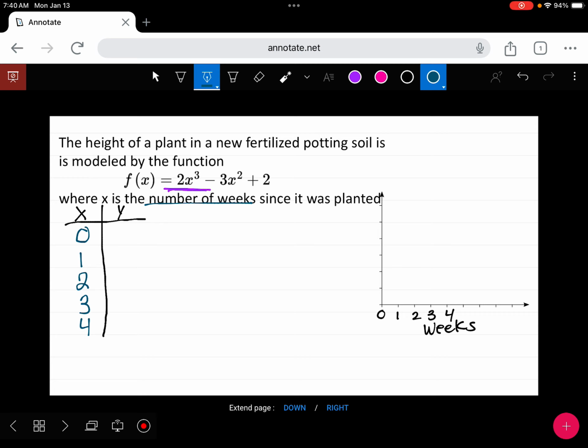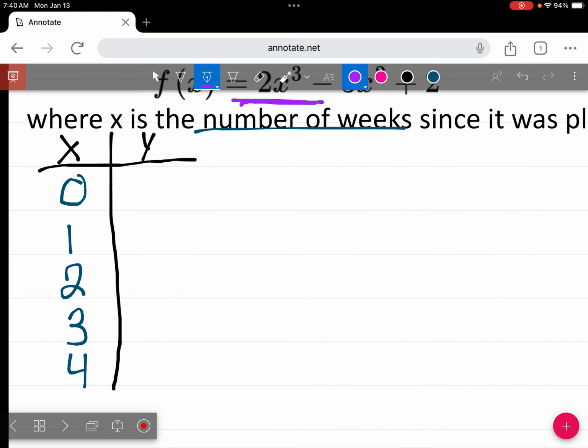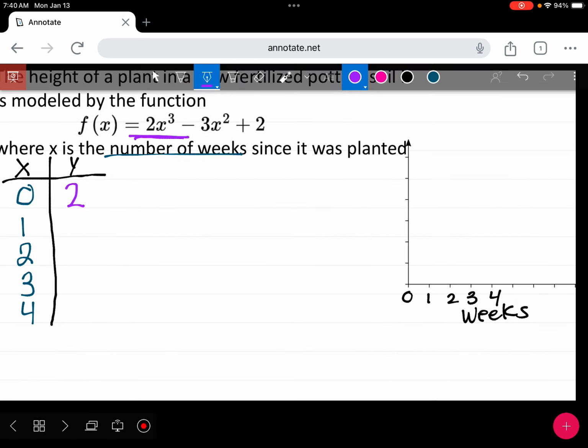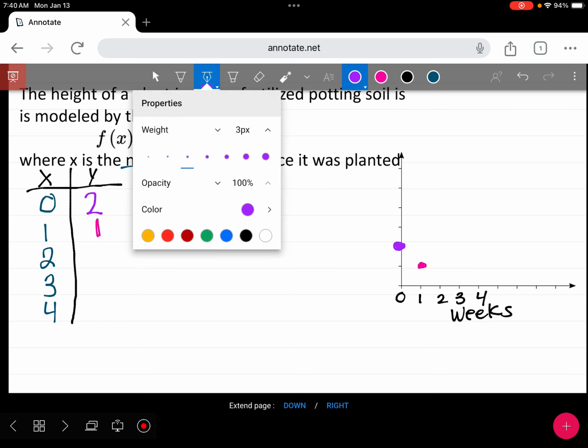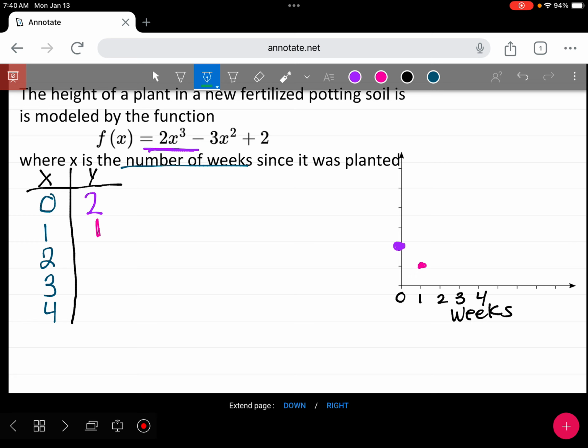All right, so substituting these values in, what do we get for 0? We didn't plant a seed, we planted a little seedling, a little baby plant. So we're going to start with a 2. What do we get next for 1? 1. So we kind of lost a little bit there. Got a little scared. Then what's next for 2?